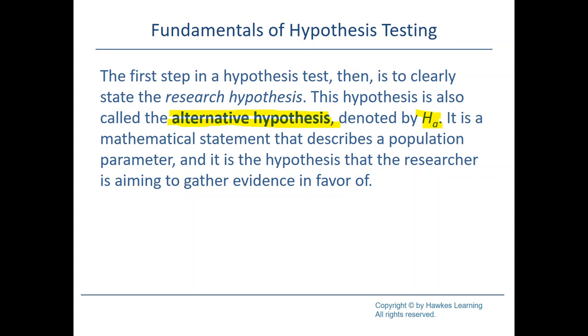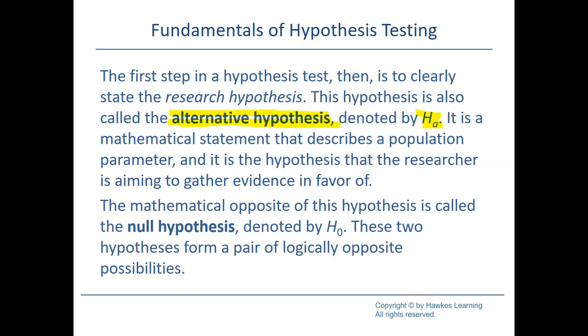Now, it is a mathematical statement. So when I talk about mathematical statements, these are things like greater than, less than, greater than or equal to, less than or equal to, equal sign, not equal to. Those are the types of mathematical statements. We call them inequality statements from time to time. Okay? And you're going to take these words and make them into a mathematical statement.